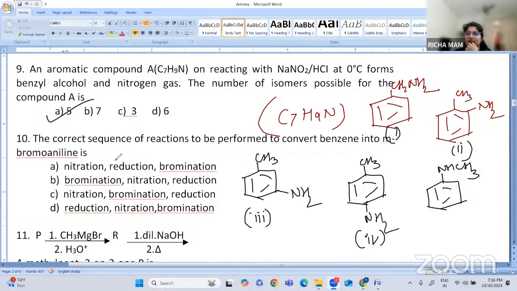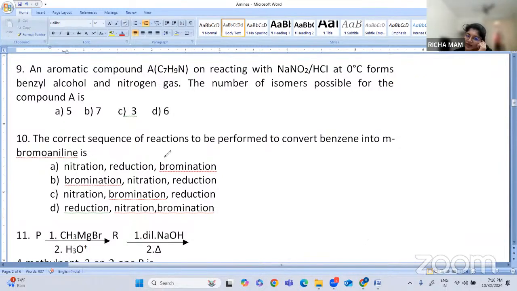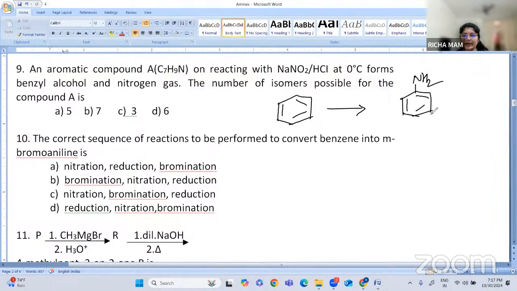Okay, fine. Next question. The correct sequence of reactions to be performed to convert benzene into bromoaniline. So from benzene, I have to convert it into metabromoaniline. Aniline is like this, and at the meta position you have bromo, right? So you are going to convert your benzene into aniline.